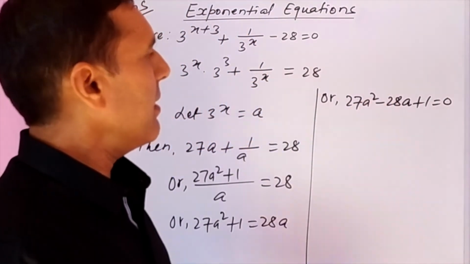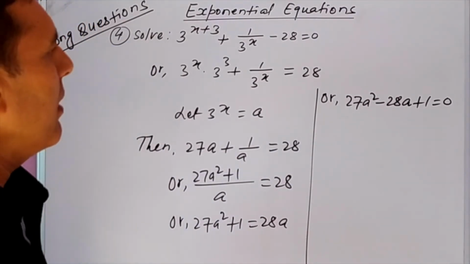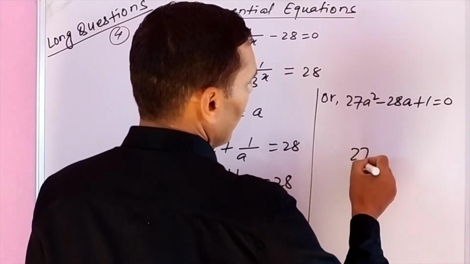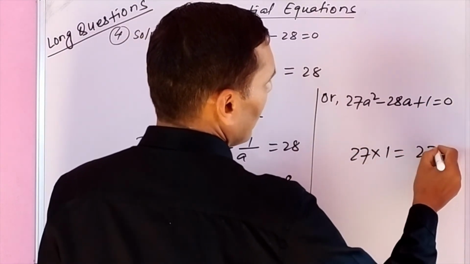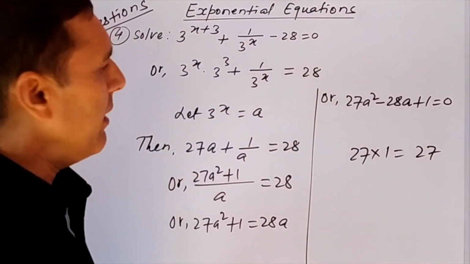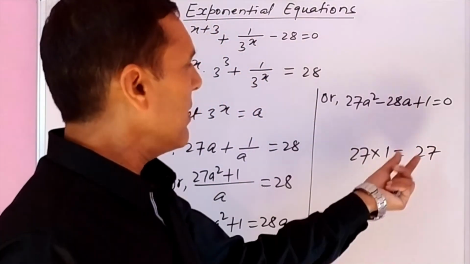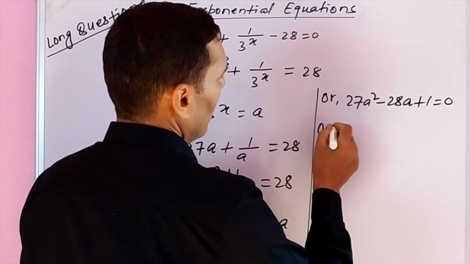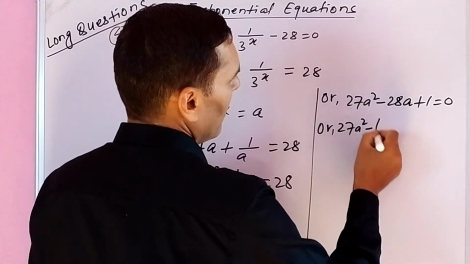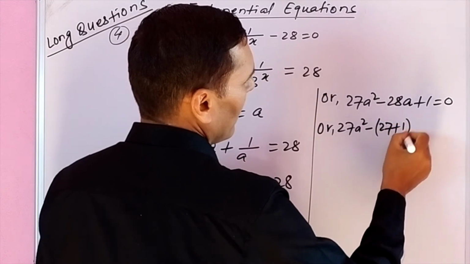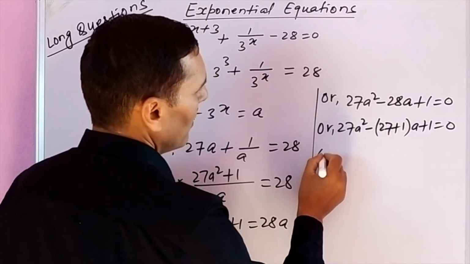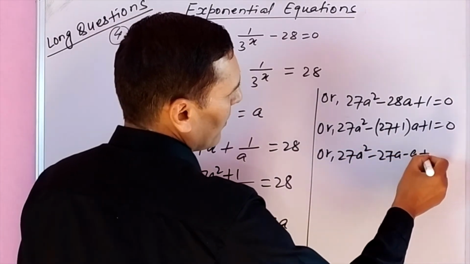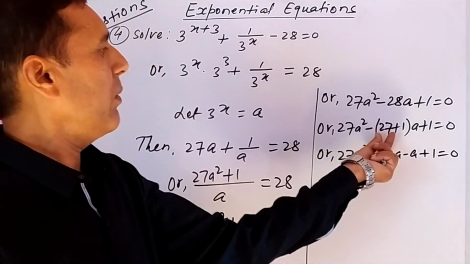This left hand side, 27a square minus 28a plus 1, by the product and sum rule. Look here, the coefficient of the first term is 27 and the last term is 1 only, so the product is 27. Now we have to balance 28, the coefficient of the middle term, and it is possible by adding 27 and 1. So 27a square minus 27a minus a plus 1 is equal to 0. We have opened this bracket with this minus.